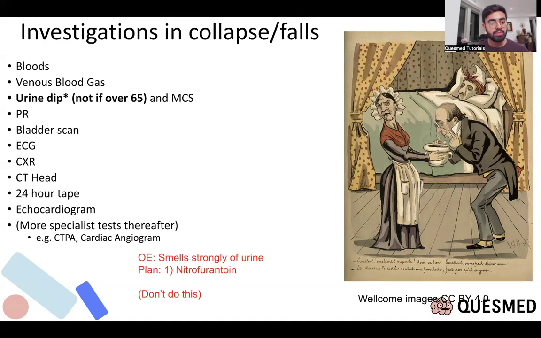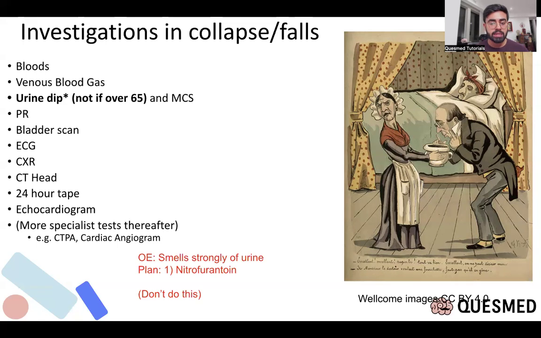PR exam is extremely important to rule out constipation, because constipation is a very common cause of this; it can lead to UTIs, which can lead to a delirium, which can lead to a fall. And that's why I want to do a bladder scan as well. Very simple, can be done at the bedside. ECGs, we're looking for arrhythmias, any evidence of any cardiac events, and a chest X-ray looking for infection.